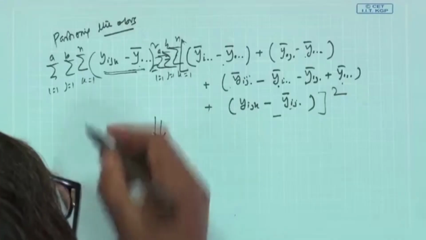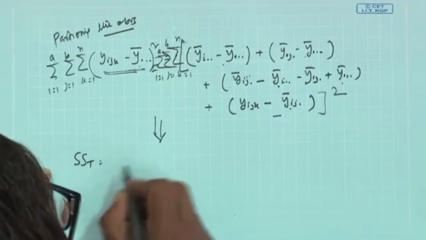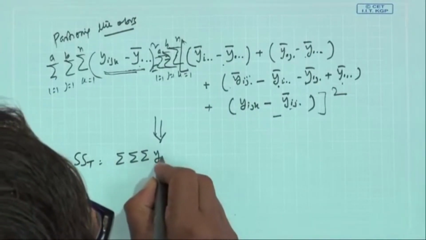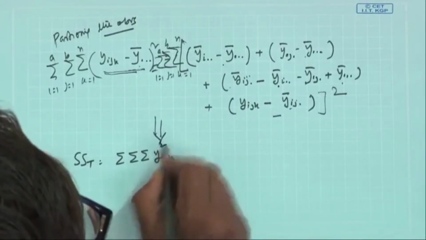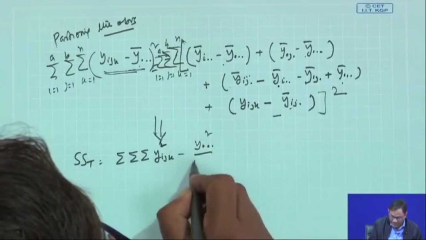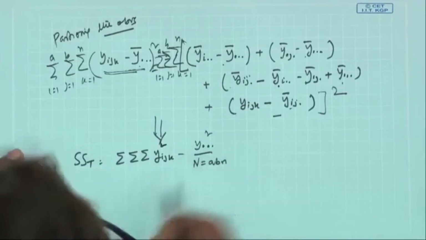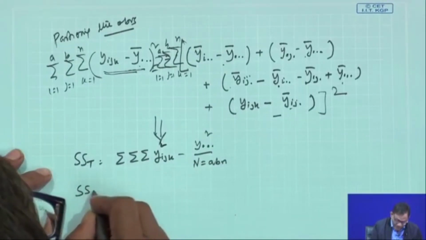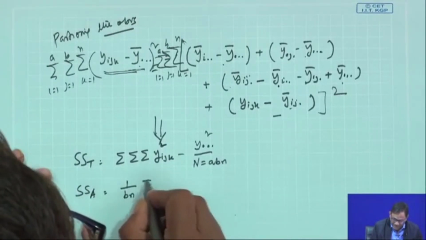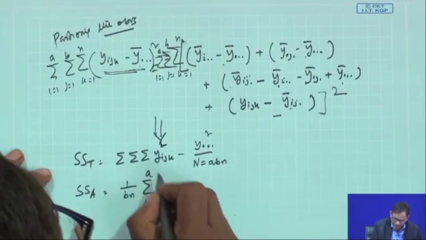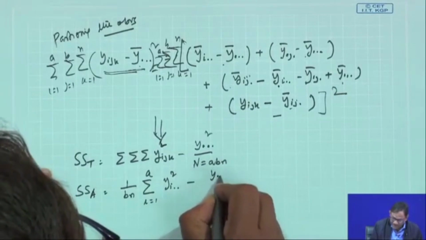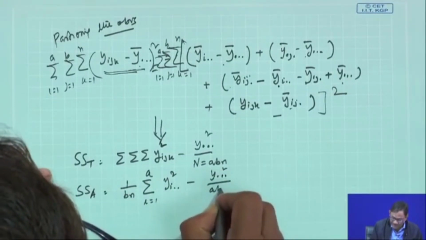So, if I say how to calculate SST, you will calculate SST by considering all the observations squared and taking their sum, minus the grand total squared divided by N, where N equals ab into small n. How do you calculate SSA? You basically consider bn observations, then the sum over i equal to 1 to a of y_i.. squared, minus y_... squared by abn.